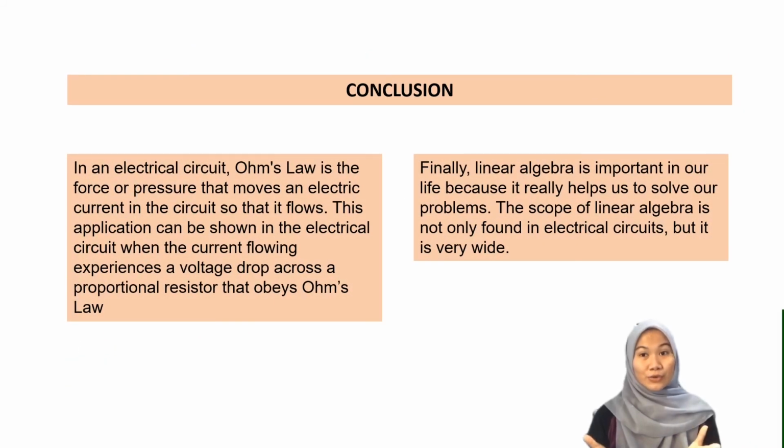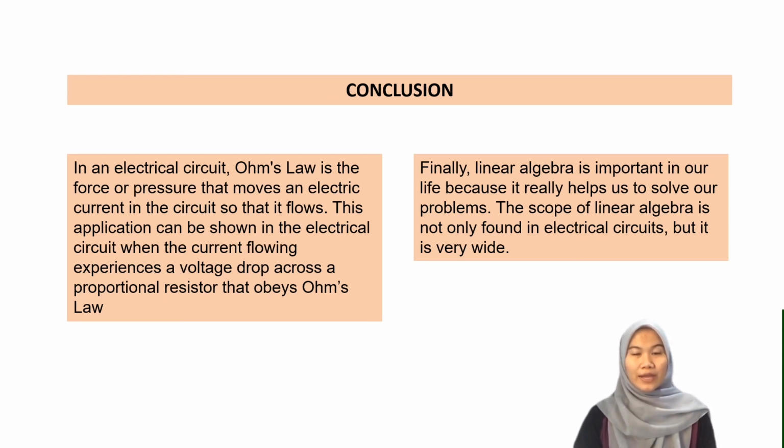So, the conclusion is, in an electrical circuit, Ohm's law describes the force or pressure that moves an electric current in the circuit so that it flows. This application can be shown in the electrical circuit when the current flowing experiences a voltage drop across a proportional resistor that obeys Ohm's law.